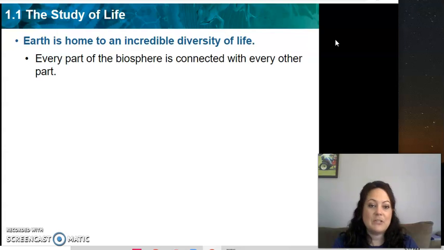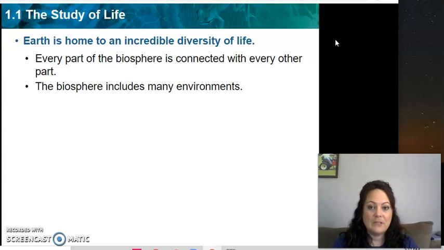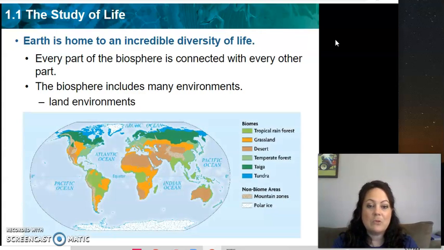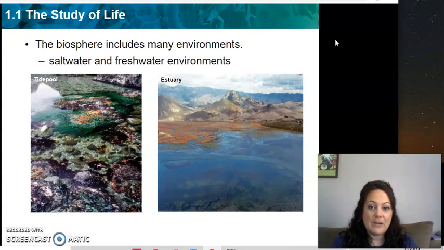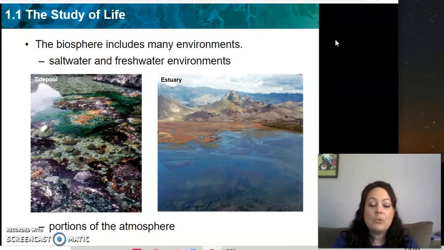Every part of the biosphere is connected with every other part. The biosphere includes many environments. There are land environments. You may remember this from middle school. You learned about the tropical rainforests, the grasslands, deserts, temperate forests, taigas, tundras, polar ice, and mountain zones. There's also aquatic environments, such as this tide pool and this estuary. Saltwater and freshwater environments are very different, even though they're both watery. And portions of the atmosphere also make up part of the biosphere.